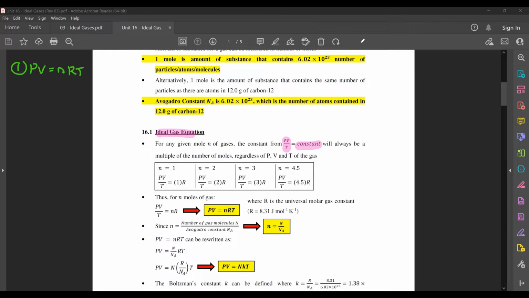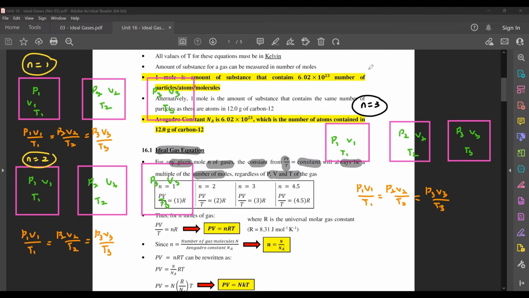Now, if you try to think a bit further, given any number of moles n of gas, because your constant PV over T is equal to a constant, your PV over T is actually going to be a multiple of the number of moles, regardless of the P, V and T of the gas that you use. What we mean by that is something like this. I think this will be much easier to understand.